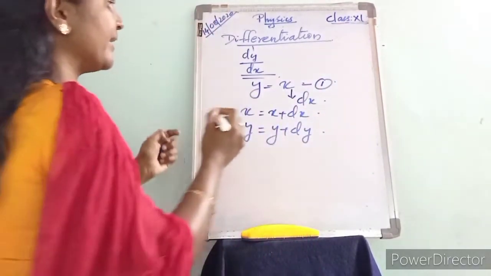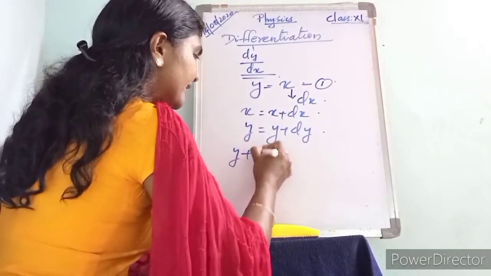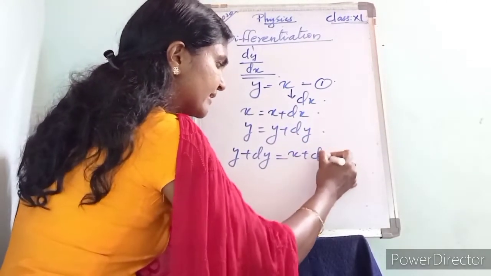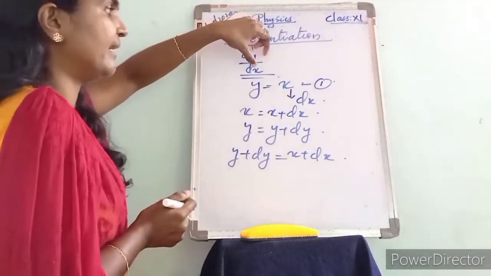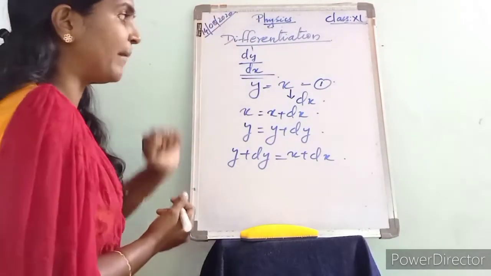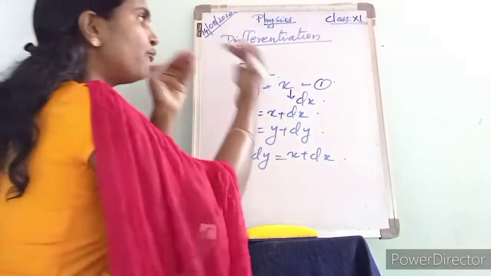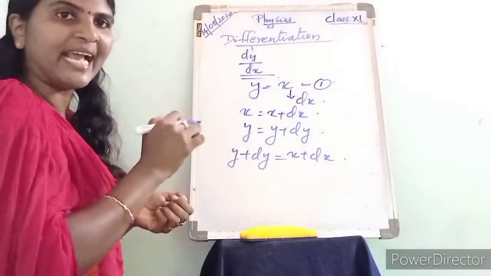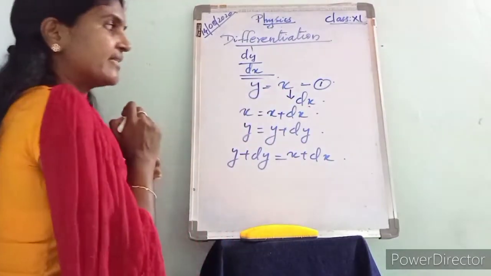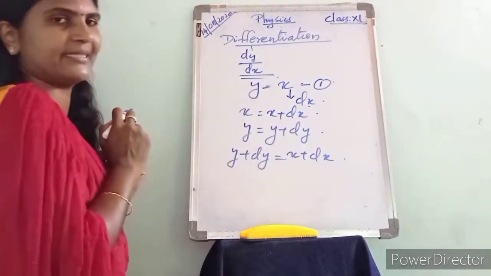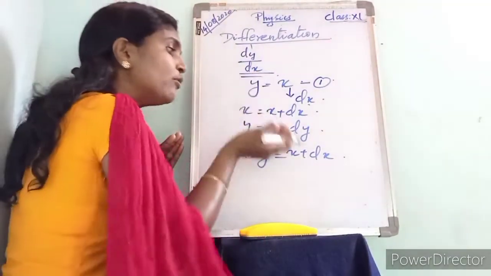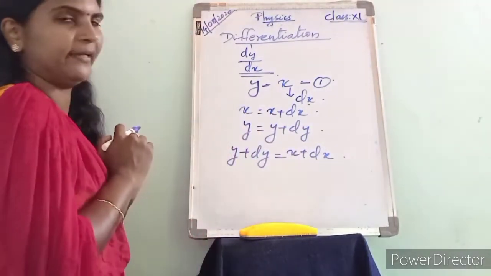Then we can substitute here y as y plus dy, and instead of x we can write x plus dx. Here we have the relation y equal to x. We have to find dy by dx, that is, the change of y with respect to x. For that, we increase x by dx, so x is now x plus dx. So automatically y also becomes y plus dy.